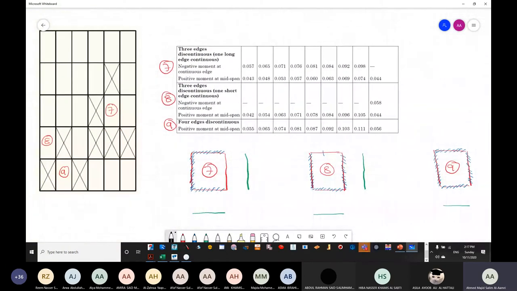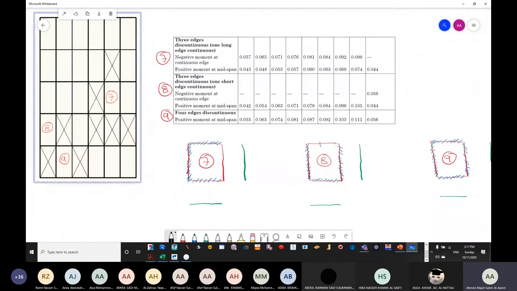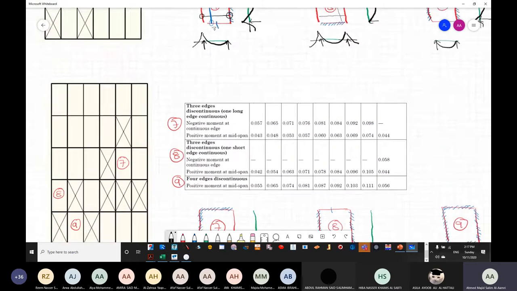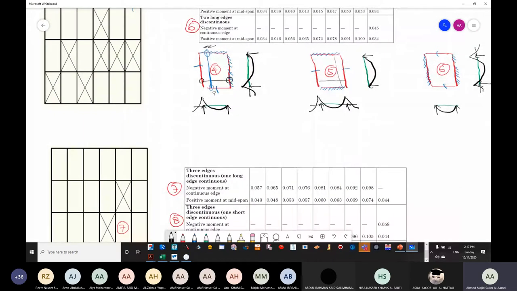Going for the last cases, we have 7, 8, and 9. Now, 7 says for us three edges are discontinuous. These three are discontinuous. Which part is not clear, Vishra?